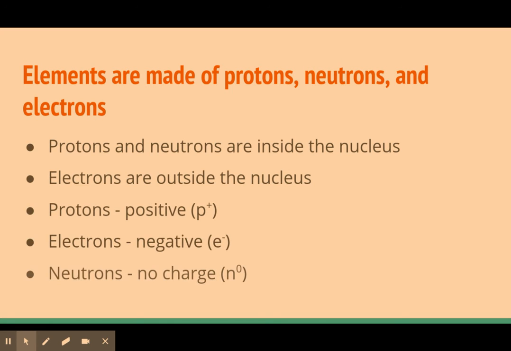Some notation that I want you to be familiar with as well is you can see protons written as P+, and that is because protons have a positive charge. Electrons are sometimes written as E negative, and that is because electrons have a negative charge. And neutrons are written as N with a 0, and that is because neutrons are neutral or have no charge. So it's important that you're able to distinguish these by this notation, but that you're also remembering what the charges are, because that will come into play later.